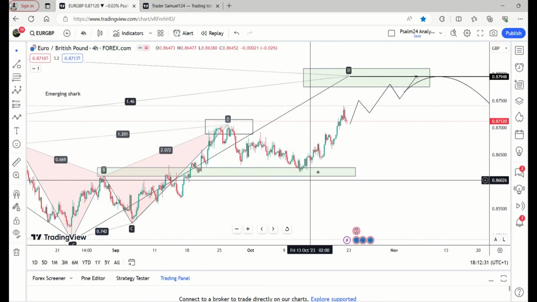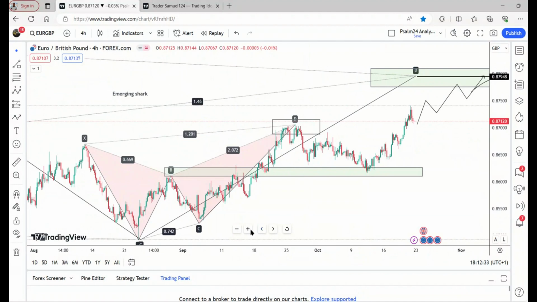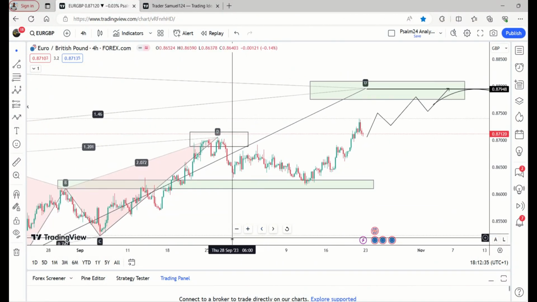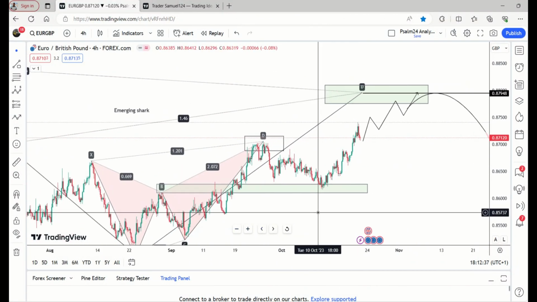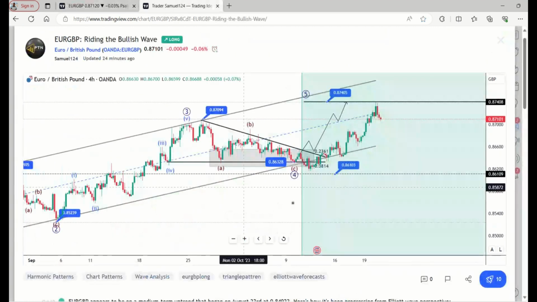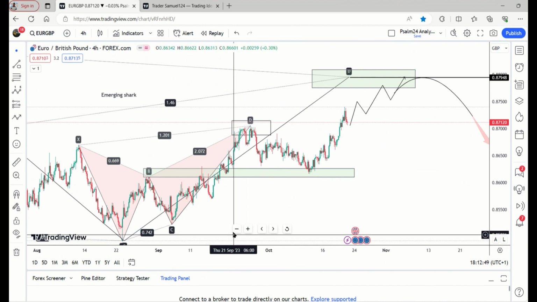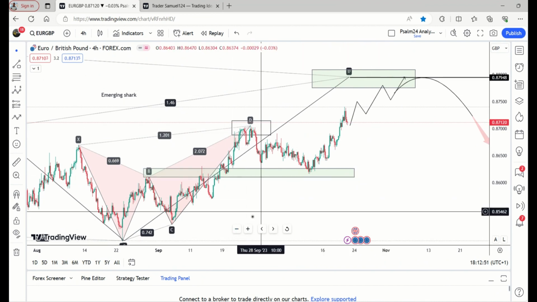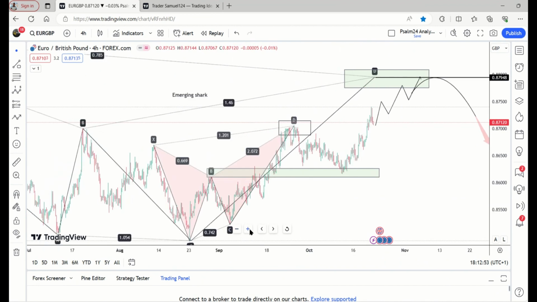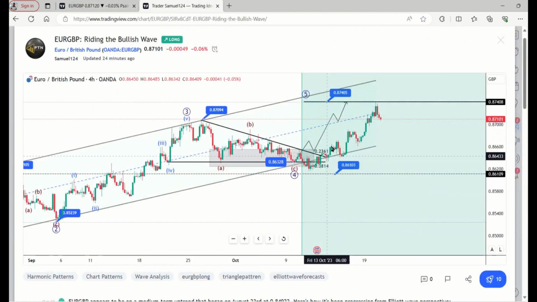So this is how it confirmed our Elliott wave analysis. So what are we expecting on EURGBP? Even though our Elliott wave analysis is completed, our price objective has been met. However, we are still seeing the possibility of a rally to the upside. That means the wave 5 is not completed yet.